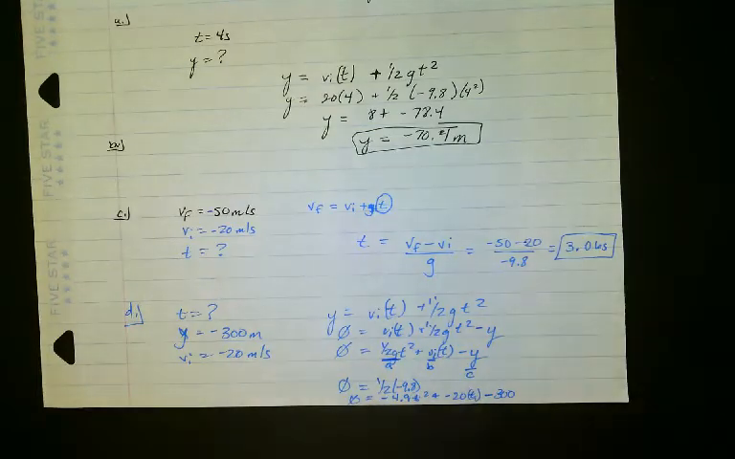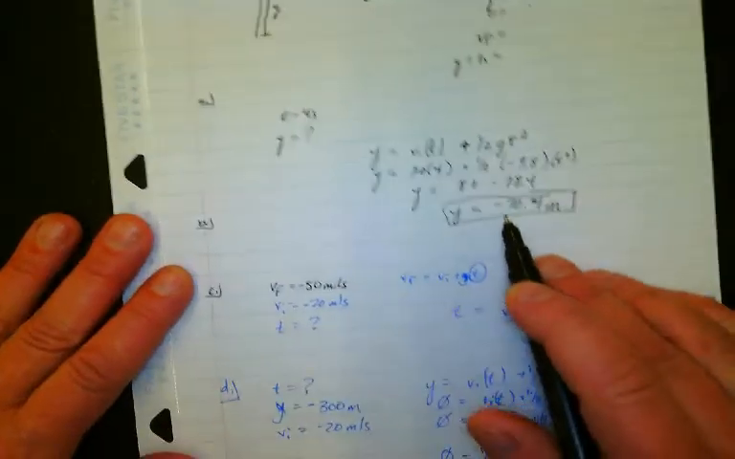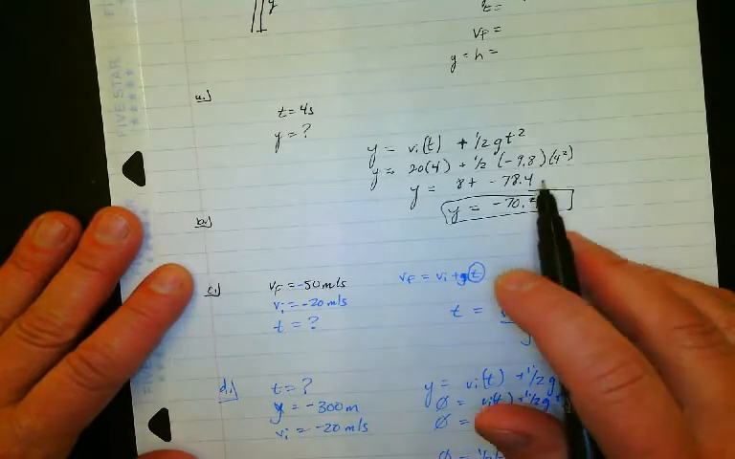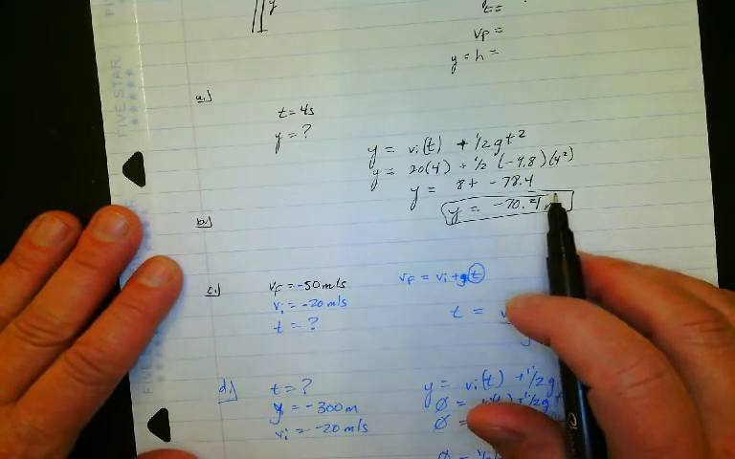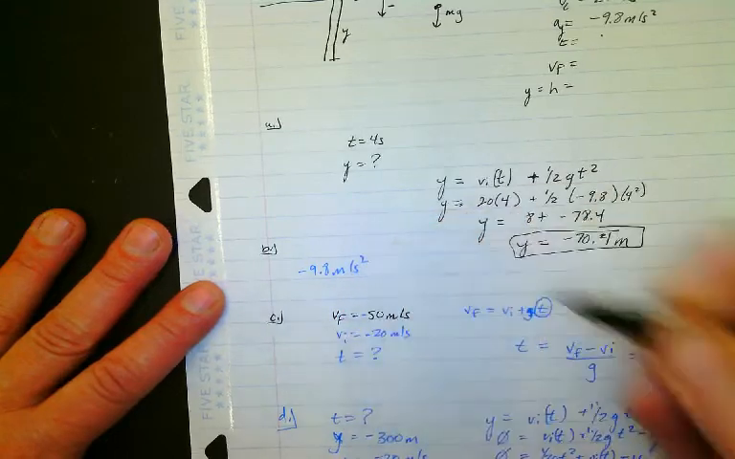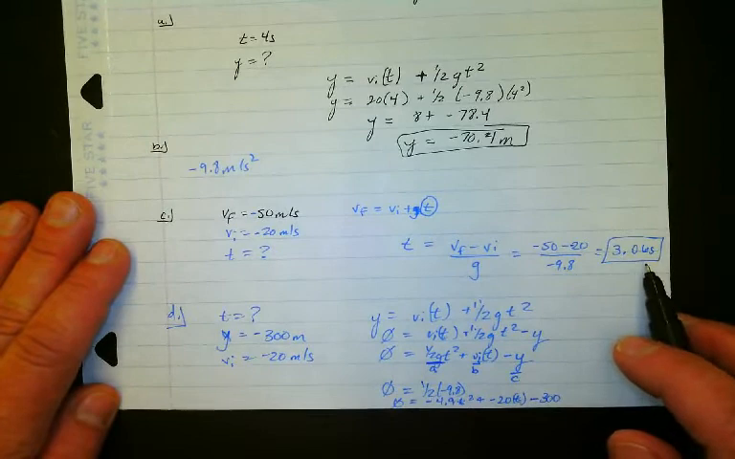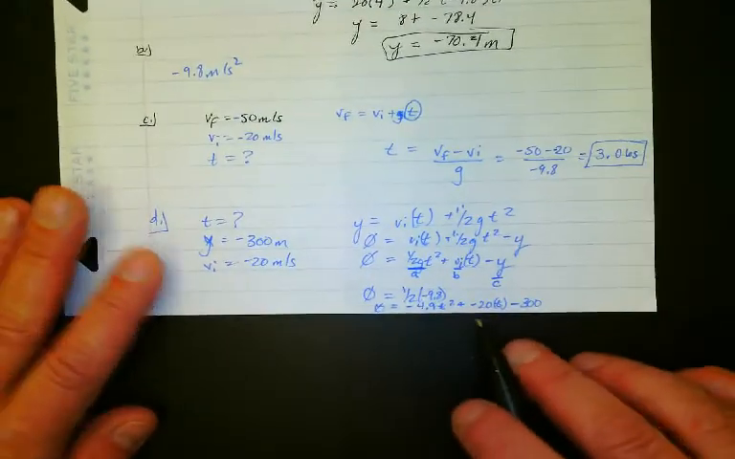My document cam is running. So this is the answer to 1A. The answer to 1B is negative 10.8 meters per second squared. The answer to 1C is 3.0 seconds. And D, we're working on right now.